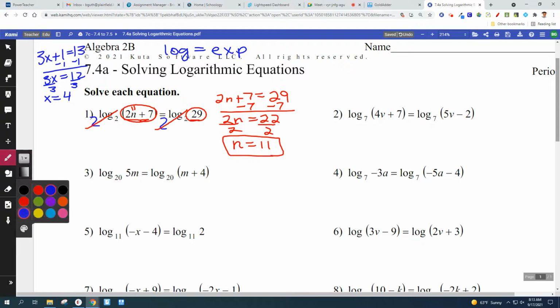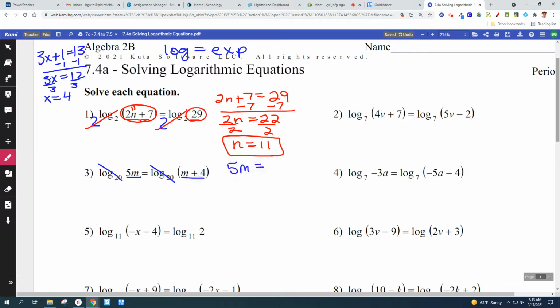As we move on, if you look at number 3, basically the log 20s are going to cancel each other out, and we're left with 5. This equals this. 5m equals m plus 4. We've got like terms to get together. I'm going to subtract m. 4m equals 4. Divide by 4. Do that in your head. You're going to get m equals 1. If you plug it back in, you're going to get a positive number. You're in good shape. That's going to work. The only time you ever have to think about it is if you get a negative.